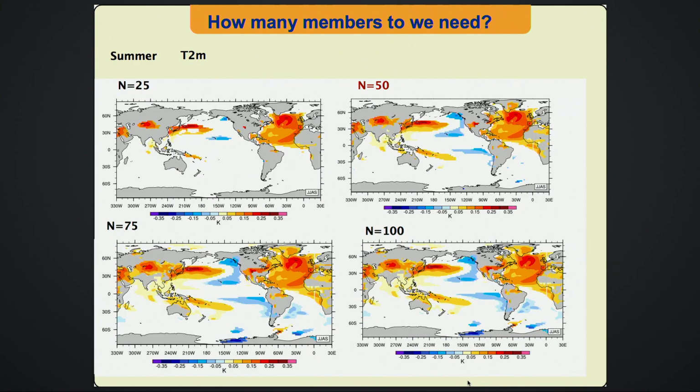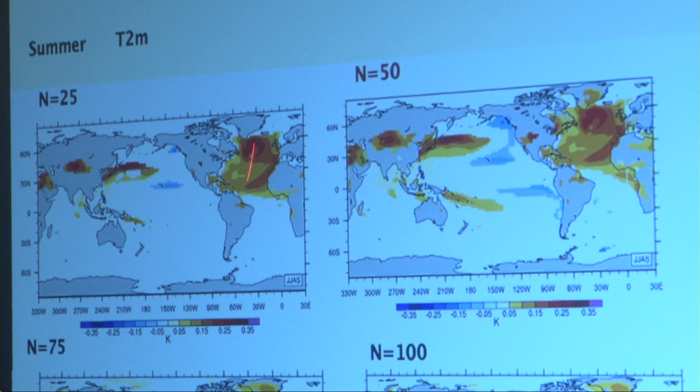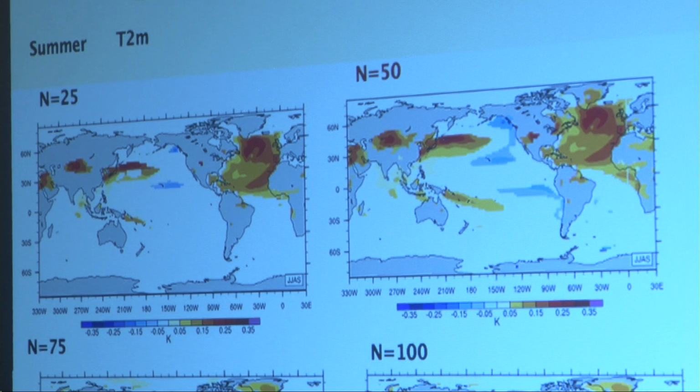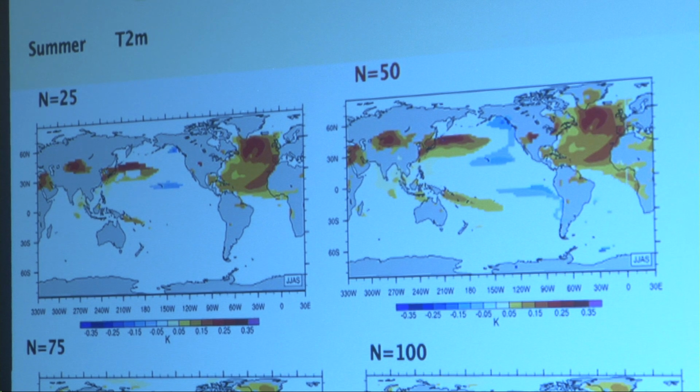Another way to show it is what we would capture of the signal I showed with just some given number of ensembles. So for the temperature, again, just for the summer, if we have 25 members, we of course get the pattern we want to impose there, but the Pacific response is quite limited.